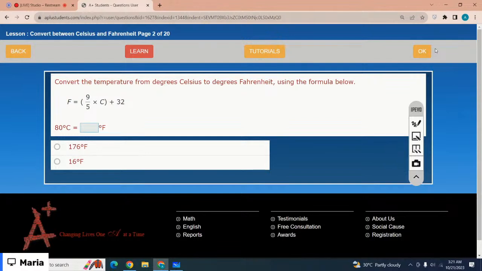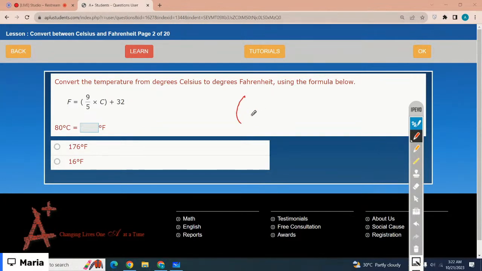Okay, the next one is convert the temperature from degrees Celsius to degrees Fahrenheit. Use the formula below. So 9 by 5 times C plus 32 is the formula you have to use. The temperature is 80 degrees C. So which is the correct option? Okay, so 80 degrees Celsius. Just replace the C with the value 80.